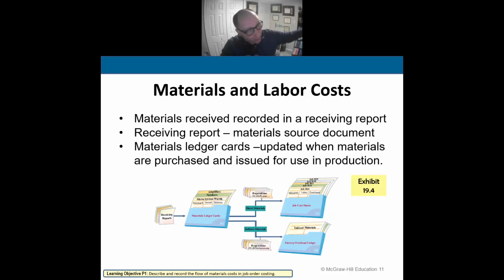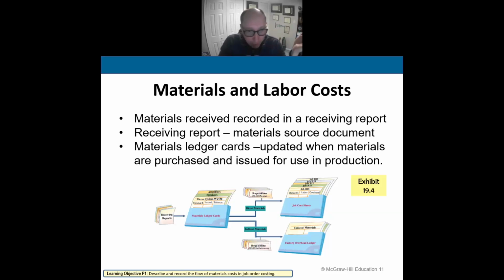In the raw materials warehouse, we have this thing called materials ledgers. A ledger, as you know, is tracking the amount coming in and coming out for that account. We talked about ledgers a long time ago back in Principles of Accounting 1. Ledgers are also used for inventory, and it tracks the amount of inventory coming in and out for each type of inventory. We do the same thing for raw materials.